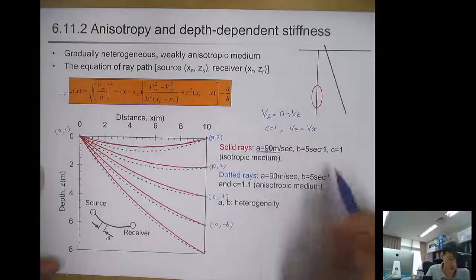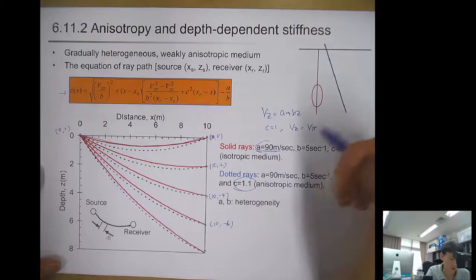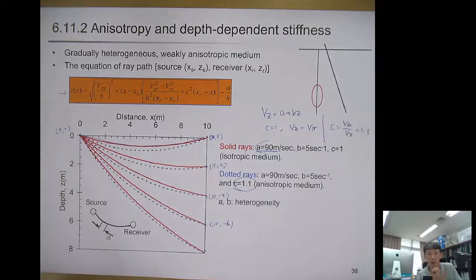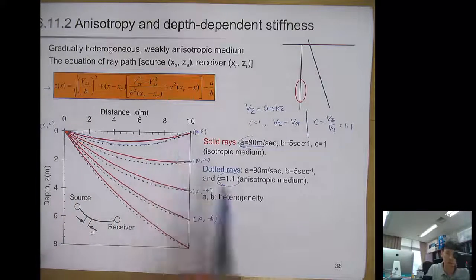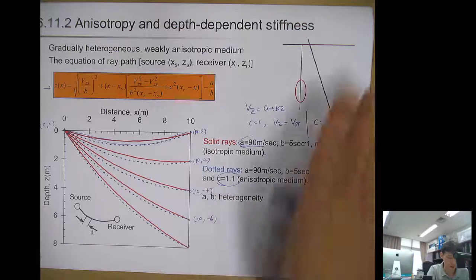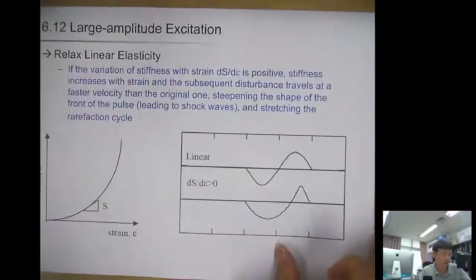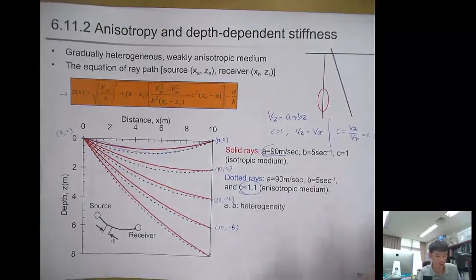If we change the parameter here while keeping A and B the same, we are just increasing C to 1.1. So the vertical C, which is Vz over Vx, is 1.1, so that the vertical velocity is higher than the horizontal velocity. Then it will show a more curved shape, so it will go down deeper because the vertical velocity is higher, and then it curves to get to the receiver point. Okay, so this shows how cross anisotropy affects the ray path and arrival time too.